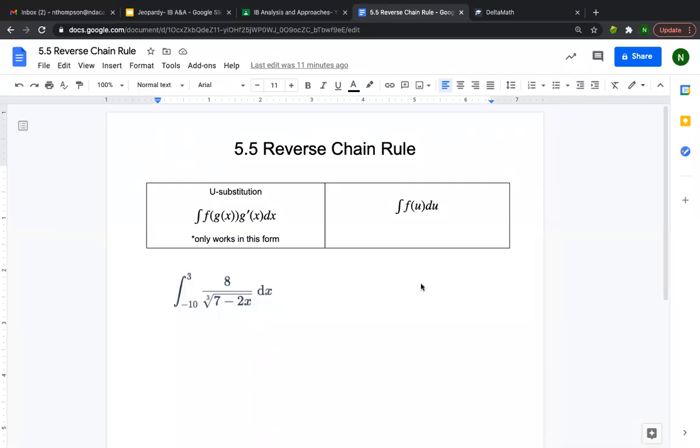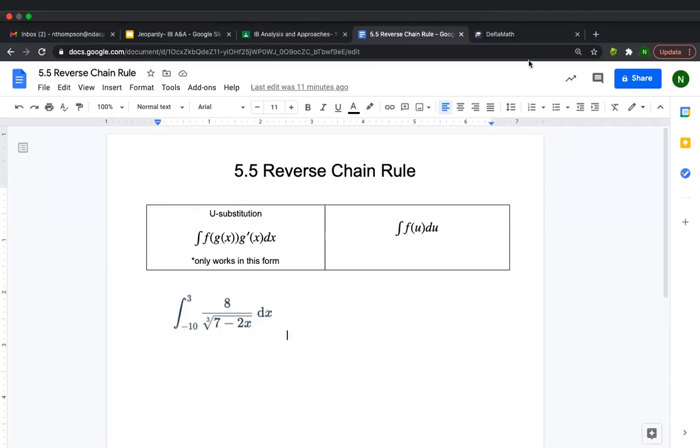Okay, so reverse chain rule is the same thing as U substitution. It's basically the inverse operation of chain rule. So remember, chain rule was derivative of the outside and then derivative of the inside.